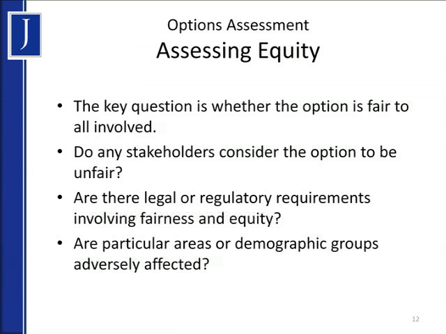The fourth factor is equity. The key question is whether the option is fair to all involved. Do any stakeholders consider the option to be unfair? Are there legal and regulatory requirements involving fairness and equity? Are there neighborhoods that would be adversely affected, so that one community would be adversely affected by an option compared to another community? These are factors that are involved in assessing equity.